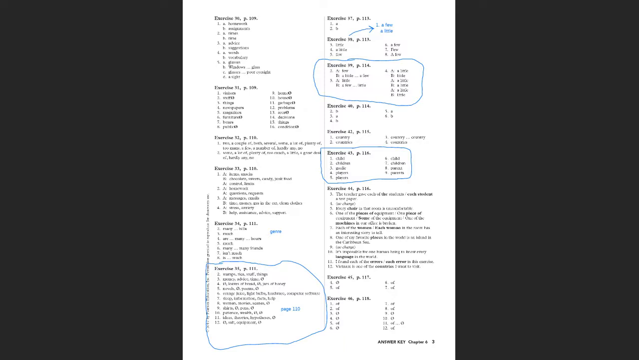If you got some of these wrong, what I want you to do is look for the "of the," "of my," "of your." When you see the "of," that means you need to make the noun plural. All right, let me know if you have a question. Otherwise, we're going to move on.